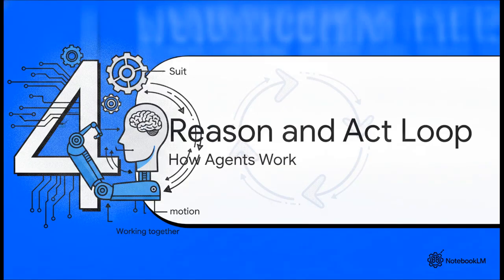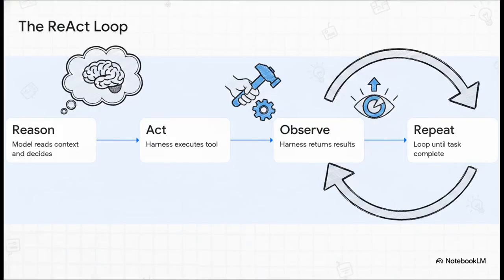Section 4. The reason and act loop. But how do the brain and the suit actually work together when things are moving? Well, they operate in this continuous cycle called the ReAct loop. It's pretty straightforward. Step 1. The model reasons about what to do next based on the context it has. Step 2. The harness takes that decision and actually acts by executing a tool. Step 3. The harness observes the result from that tool and feeds it right back to the model. And Step 4. The cycle repeats. The model thinks, the harness does, the harness reports back, and the model thinks again.